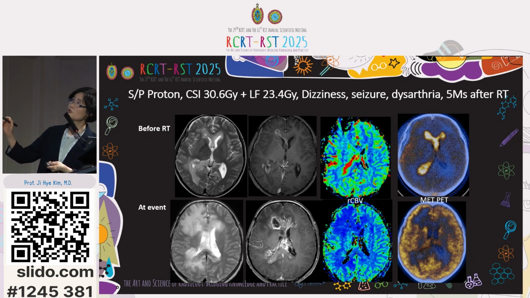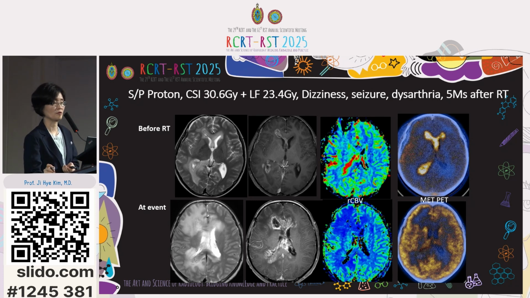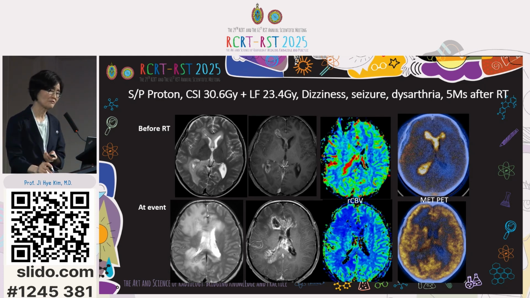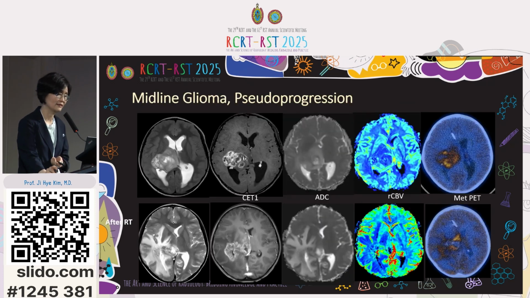So this patient underwent irradiation and presented with acute symptoms after 5 months of the radiation. During the event, we can see the very extensive T2 hyperintensity here with increased enhancement and decreased perfusion, and there is no methionine uptake, suggesting it's a radiation effect rather than the tumor spread.